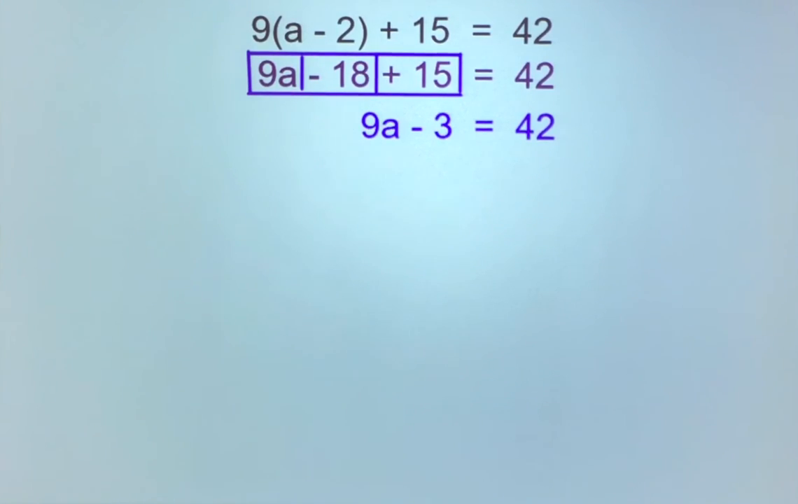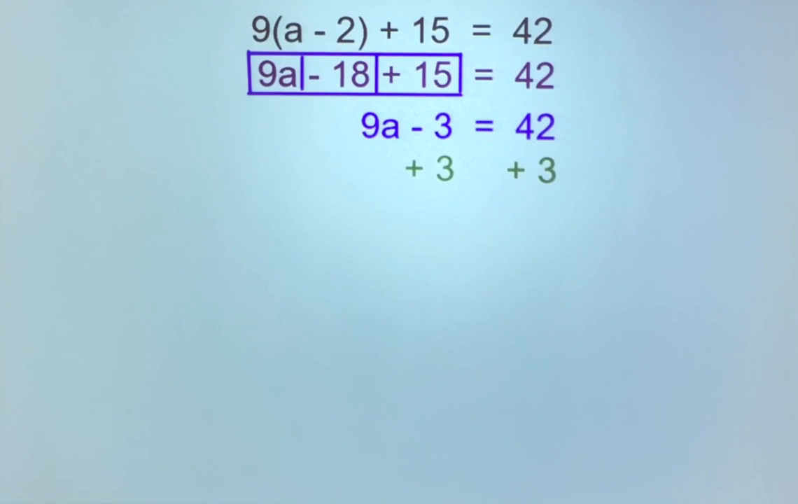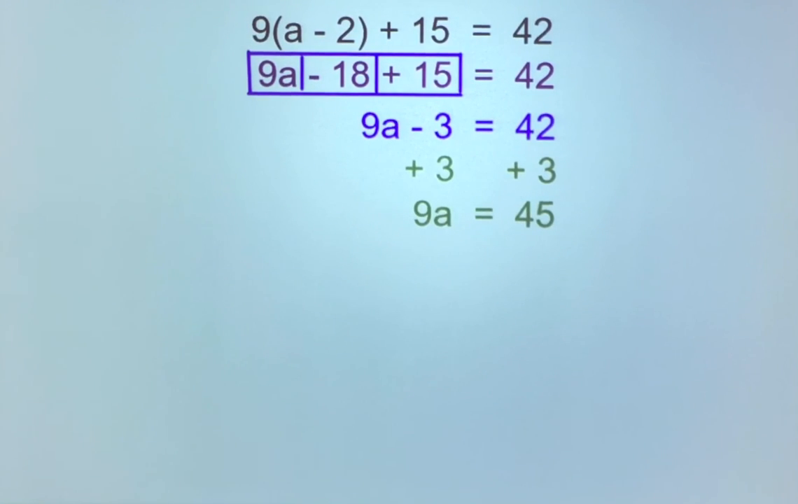They're subtracting 3. The inverse of subtracting 3 is to add 3 to both sides. So we're going to go ahead and add 3. The 3s on the side of the variable will cancel out, leaving us with 9a. And on the other side, we have 45. So we have 9a is equal to 45.